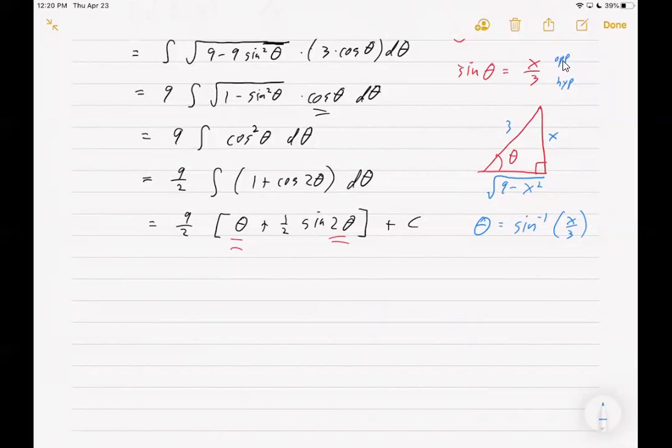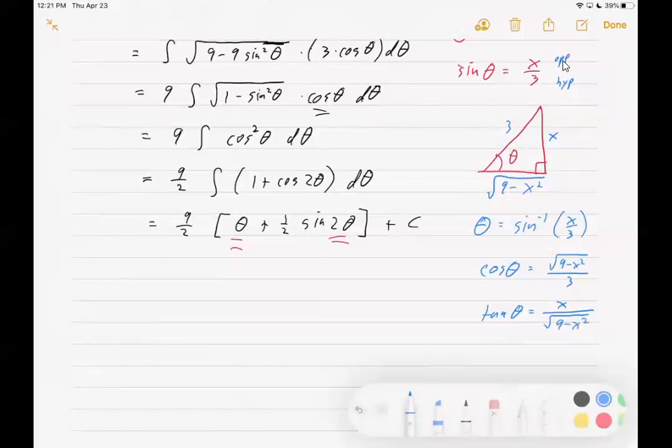We could also figure out, okay, we know that the sine of theta is x over 3, but we could figure out what the cosine of theta is. The cosine of theta is, looks like, square root of 9 minus x squared over 3. We could figure out the tangent of theta. It's not needed in this problem, but we could figure out that the tangent of theta is x over the square root of 9 minus x squared. Don't worry about rationalizing the denominator. And then if we know the sine, the cosine, and the tangent, we could find their reciprocals, right?